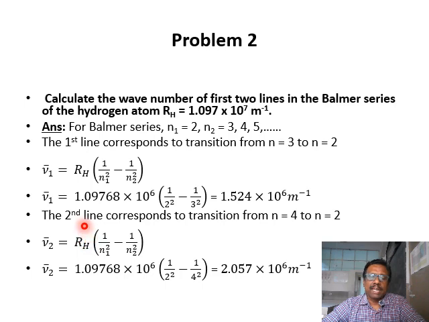Next, for the second line, n1 is equal to 2 and n2 is equal to 4. In this formula, you substitute, that is 1 by 2 square minus 1 by 4 square. You get the value 2.057 into 10 to the power of 6 per meter. So we have calculated the wave number of first two lines.